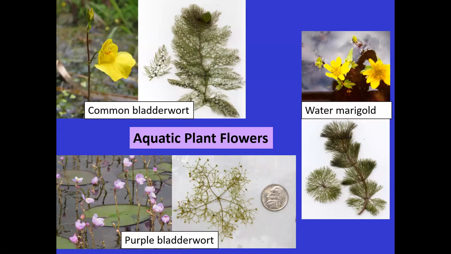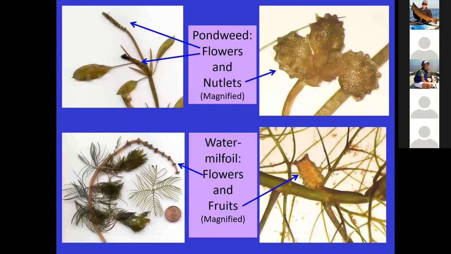A lot of these plants produce showy flowers, but almost all of them are angiosperms. That means that they're flowering plants, and so they all produce flowers. They don't all have showy flowers. I'll show you some more in a minute, but some of them do. The bladderworts are particularly showy. For example, this is the common bladderwort up in the upper left with these beautiful yellow flowers. Large purple bladderwort and small purple bladderwort, as you might imagine, have purple flowers, very, very pretty. And the water marigold is actually in the aster family, and it has these beautiful bright yellow aster-like flowers. Next.